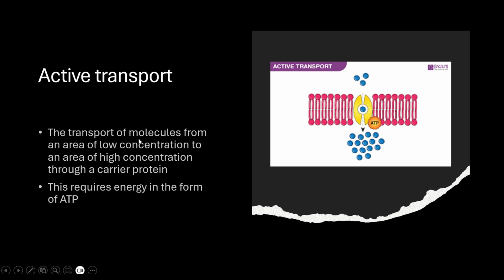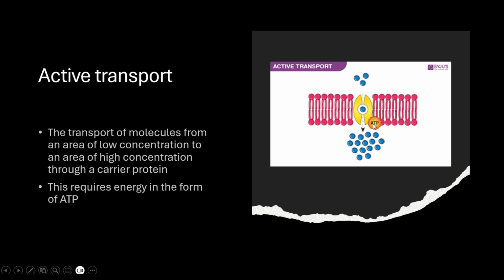So this is the transport of molecules from an area of low concentration to an area of high concentration, using a carrier protein, yeah? This obviously requires energy in the form of ATP. So the carrier protein will get my man from there. As you see, there's a low concentration there. Because it can't just diffuse across, it's going to change shape using ATP.